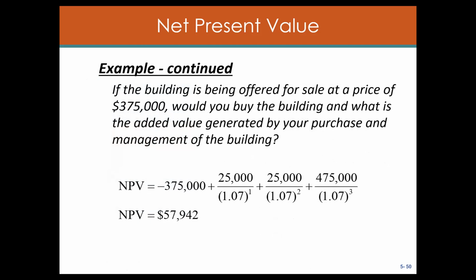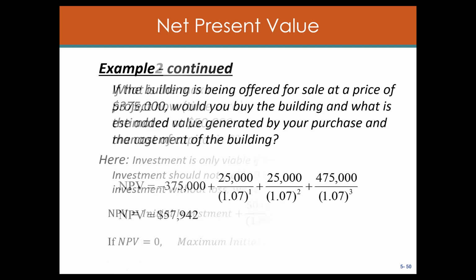There is no question. This is a positive NPV project, right? So the answer is clear. You go ahead with the purchase, and the net present value added is 57,942 for you. So this is one way of using it.